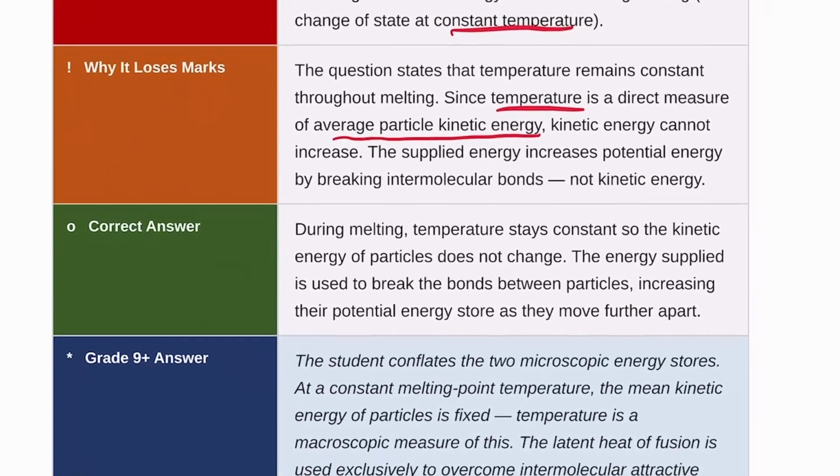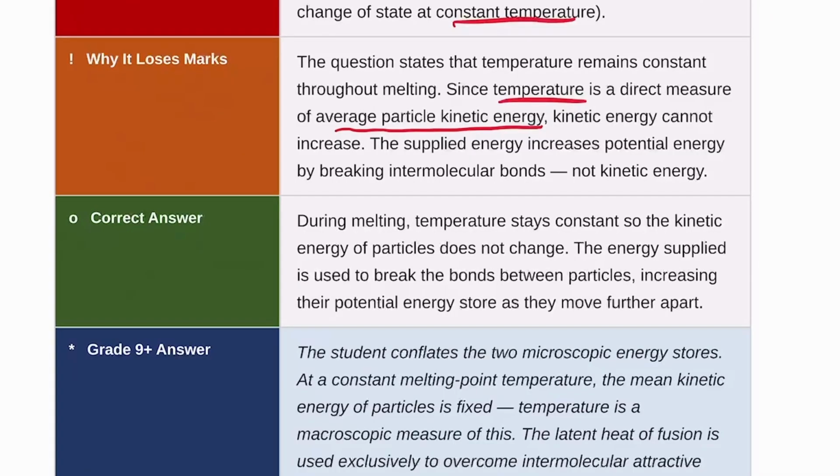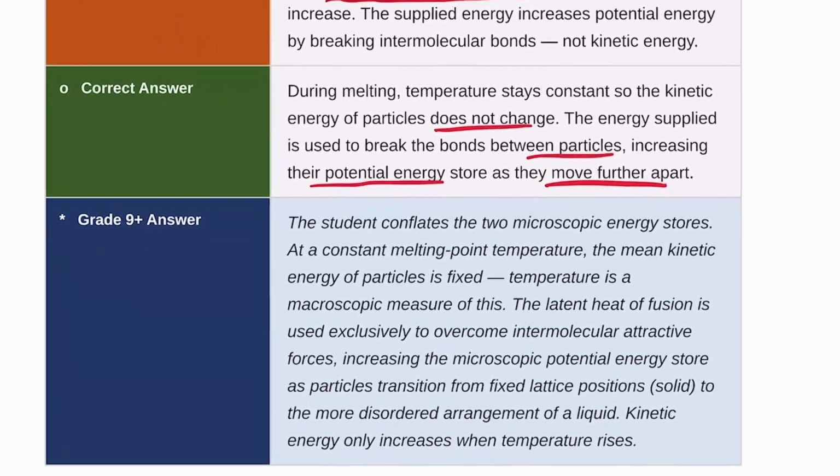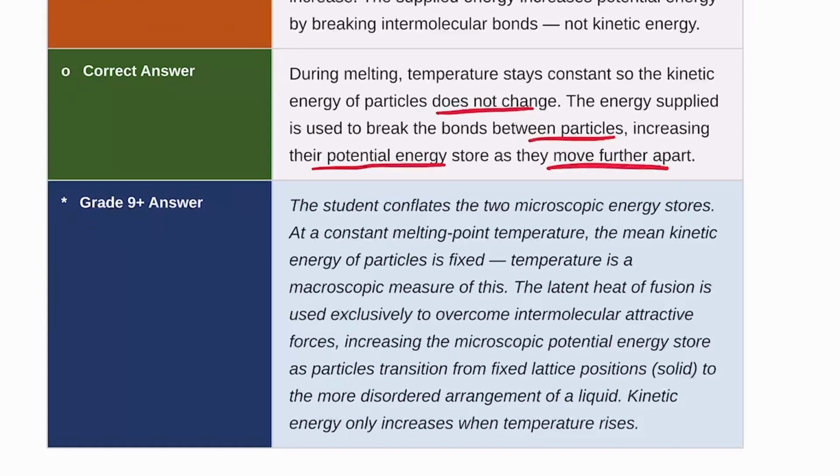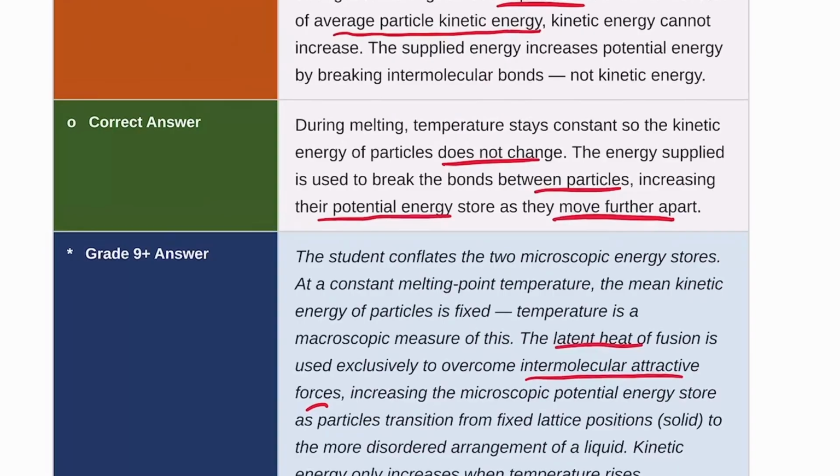And therefore, what should we have said for the correct answer? During melting, temperature stays constant, so the kinetic energy of the particles does not change. The energy supplied is used to break the bonds between particles, increasing their potential energy store as they move further apart. And if you want even more detail, you can see the answer in blue, what the mistake was, and the idea that the latent heat of fusion is used exclusively to overcome intermolecular attractive forces, and so on. The blue one, definitely you'll get all the marks, but even if you just said the green one, which I think is the one you should be aiming for, you would get the marks here. So hopefully that makes sense.